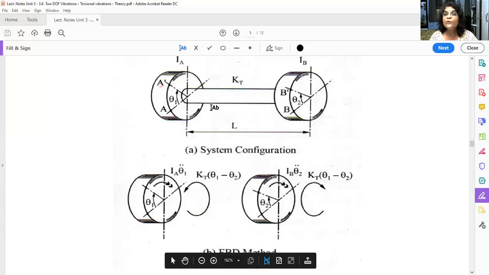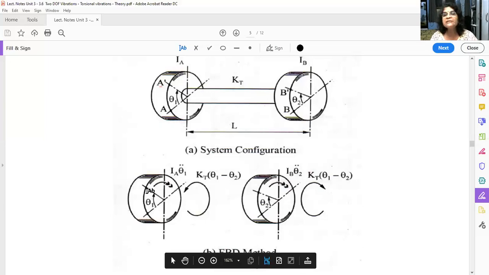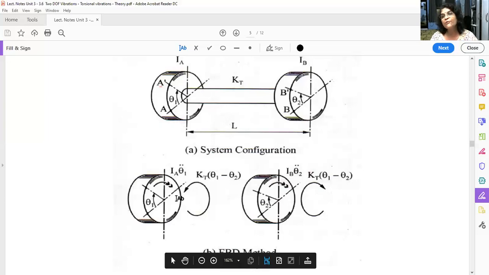Now you have to show the restoring torque provided by this shaft. As I have told you earlier for longitudinal problems also, you always first show the restoring torque for the rotor which has the greater displacement. Here we have assumed for this diagram that theta 1 is greater. So first you show restoring torque in the opposite direction of the rotor. It is rotating in clockwise direction, so its restoring torque provided by the shaft for rotor 1 is in anti-clockwise direction.